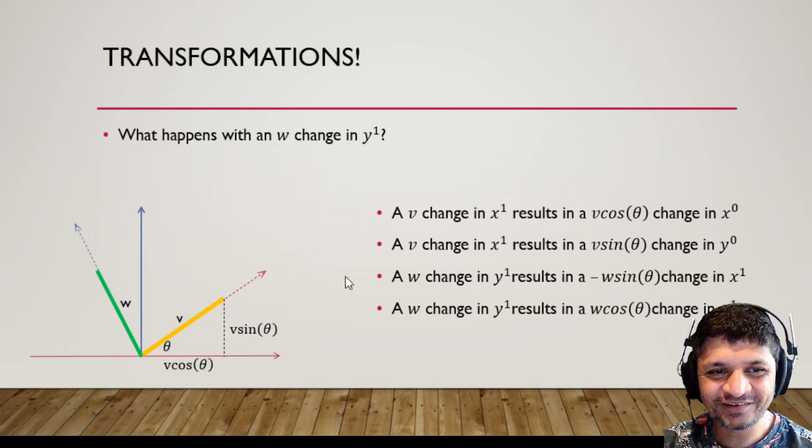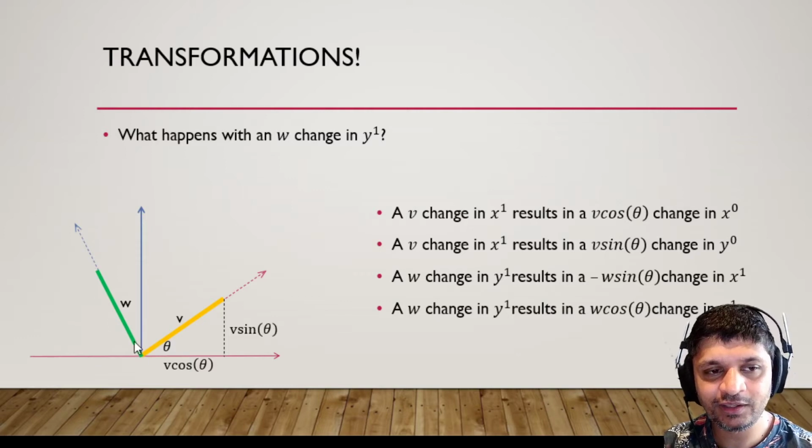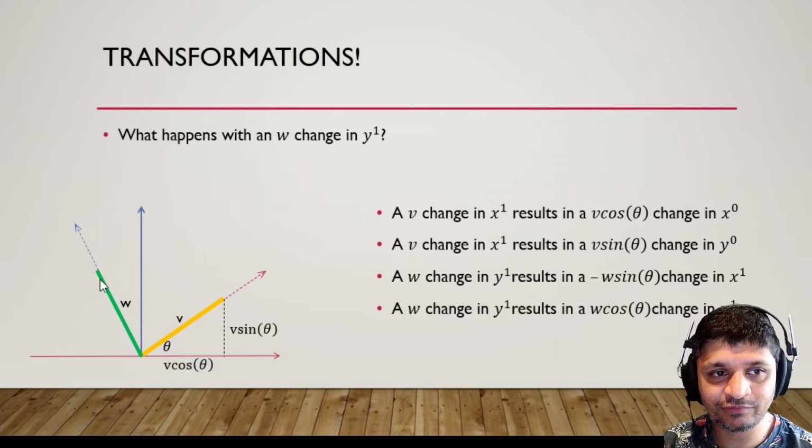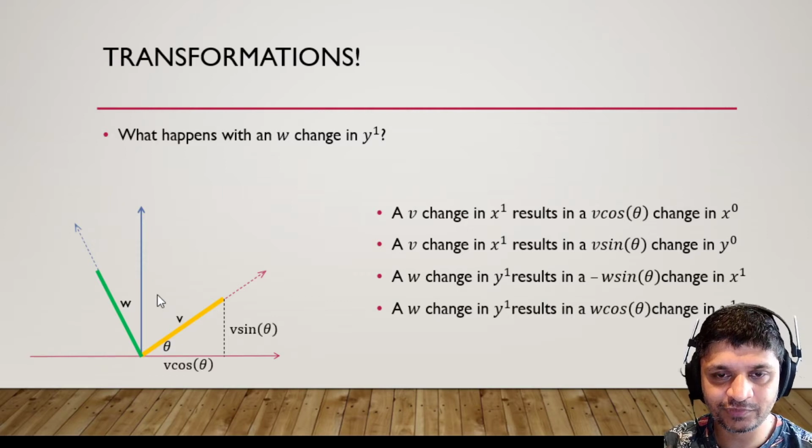Okay, hopefully you worked out that a w change in y1 results in a w cos theta change in y0 and a minus w sine theta change in x0. So you can see that moving up in a positive direction along the robot's y-axis resulted in a negative movement in the world's x-axis.